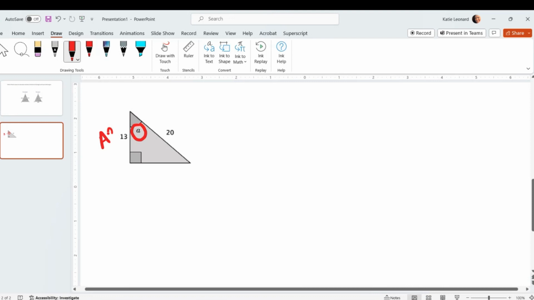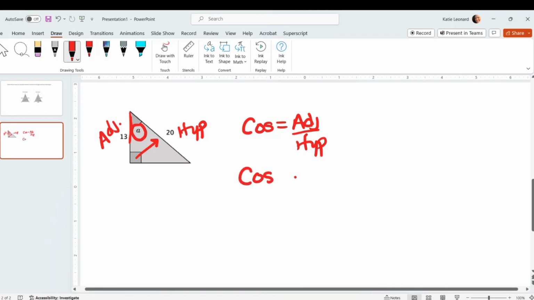Hopefully at this point we know that this is our adjacent side because it helps make up the angle. And this is our hypotenuse here because it's across from the 90-degree angle. If we have our adjacent and our hypotenuse, that means that cosine is a good ratio to use because cosine is adjacent over hypotenuse. So the cosine of our angle measure, that's what this symbol means, is going to be 13 over 20.